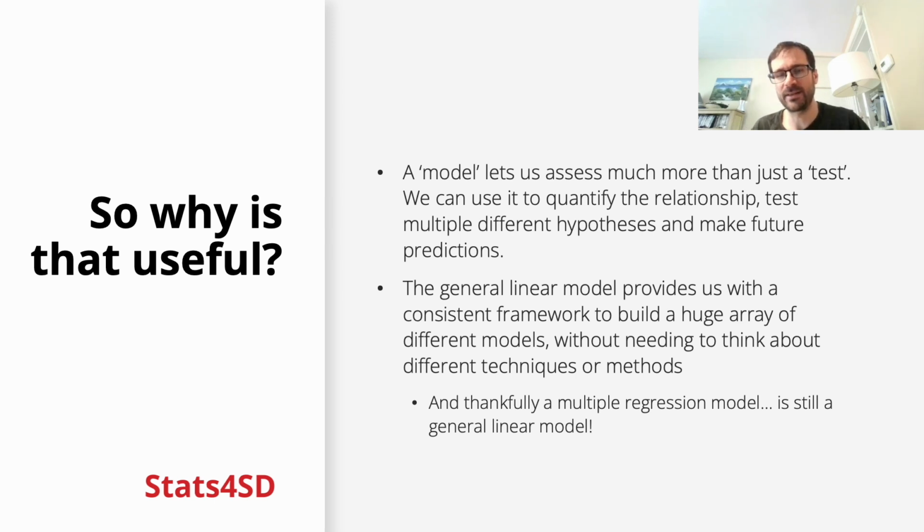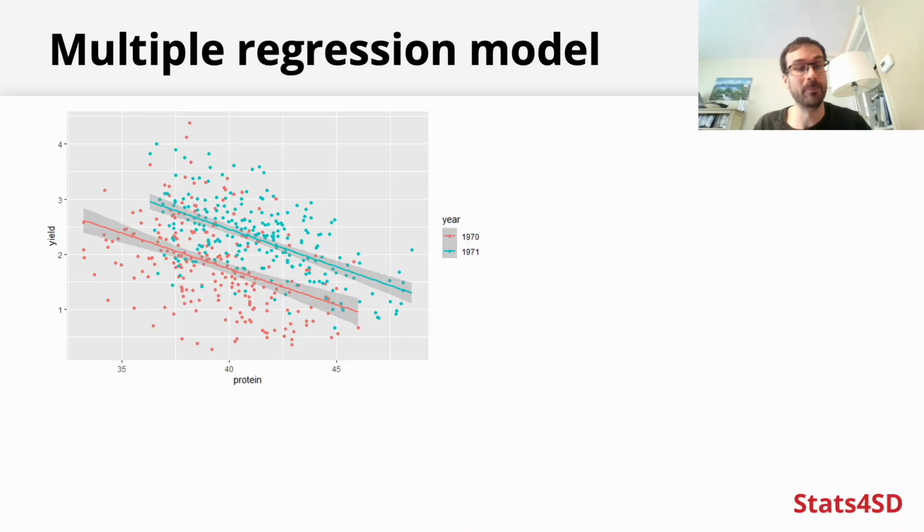If we're trying to understand what links to the yield, we want to try to bring together all the data we have to make the best possible model to provide a summary of the yield. And thankfully, if we deal with more than one variable at a time and make a multiple regression model, you guessed it, this is still a general linear model.